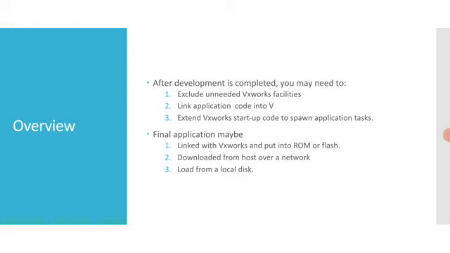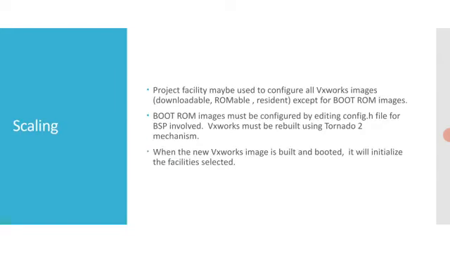So coming to the scaling, the project facility may be used to configure all VxWorks images, that is downloadable, ROMable, ROM resident, except for boot ROM images. Boot ROM images must be configured by editing the config.h file for the BSP, board support package, involved. VxWorks must be rebuilt using the Tornado 2 mechanism. When the new VxWorks image is built and booted, it will initialize the facilities selected.